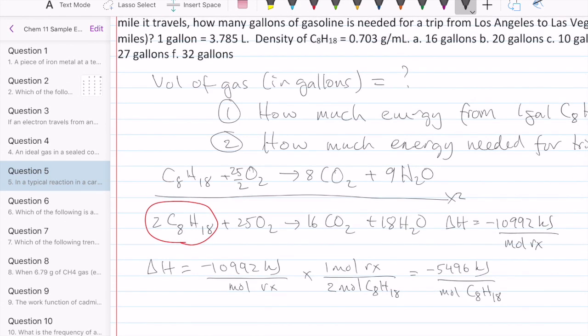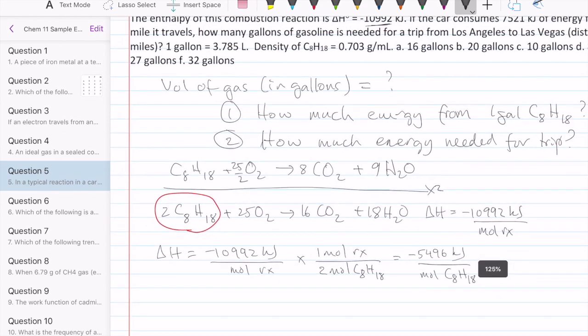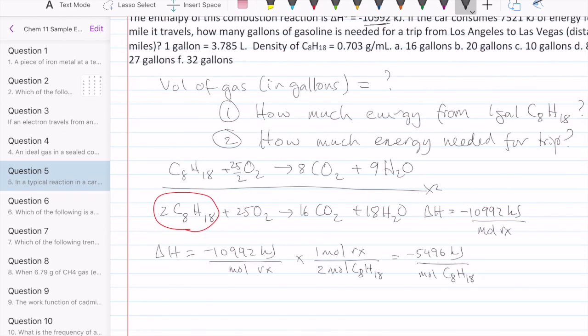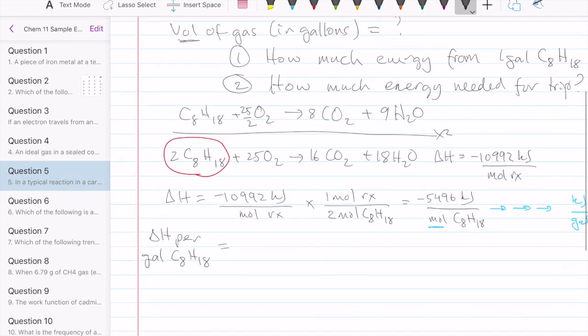Now, the goal in the end is to get how much energy from each gallon of C8H18. Gallon is a volume unit, so I have to take my number of moles and convert it eventually to some kilojoules per gallon. Given the information I have in the question, I have density, so I probably have to take this through mass first, and then eventually to volume, and then convert the volume unit. So that's what I'm going to do. I'm going to try to get the energy per gallon of C8H18, and this would require a few conversion steps.